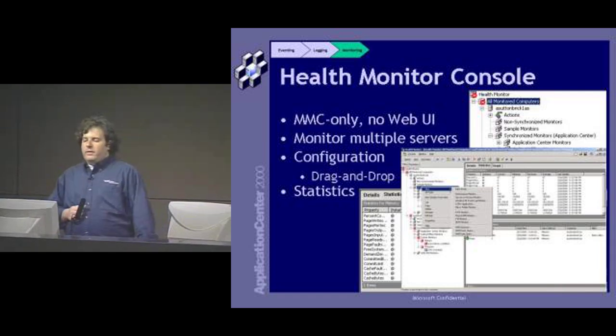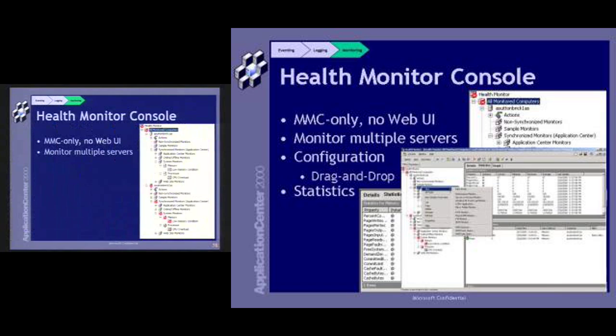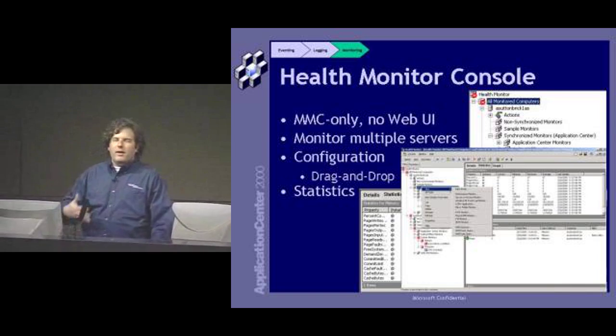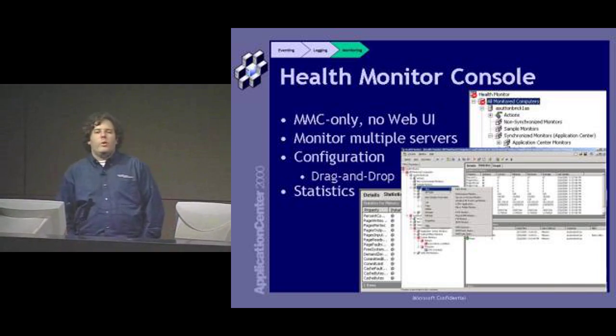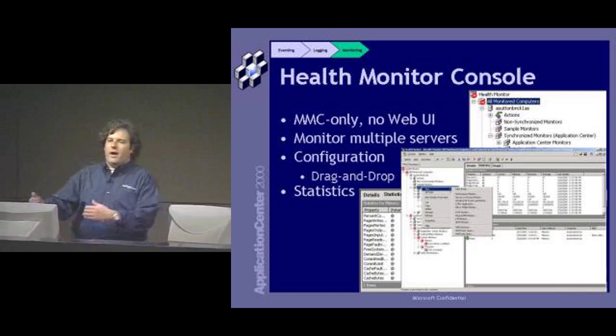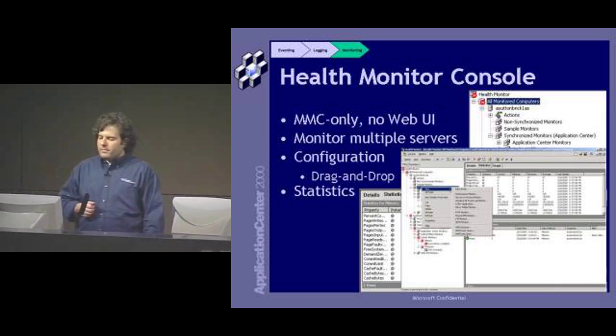And finally, the health monitor console. This is MMC only. There is no web UI for this. However, you can monitor multiple servers. So here you see I'm looking at A Sutton Brick 1, A Sutton Brick 2. The rolled-up status on the top, the all monitors computer, represents the worst status of any of the children servers. So this is one way that you could monitor on a single console servers that are both part of an AppCenter cluster and not, so your web servers and your database servers, or multiple AppCenter consoles.